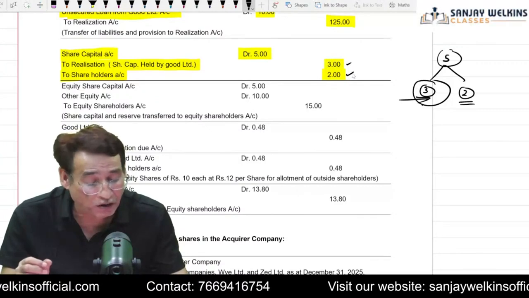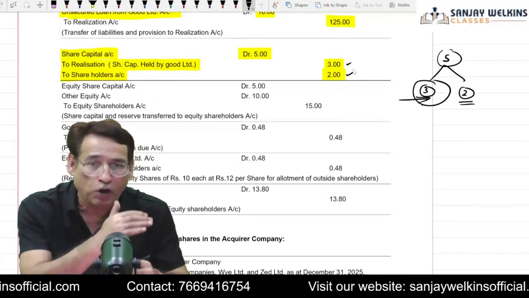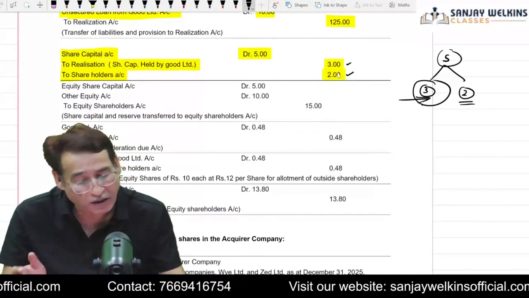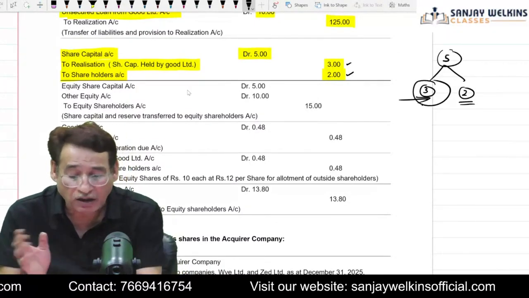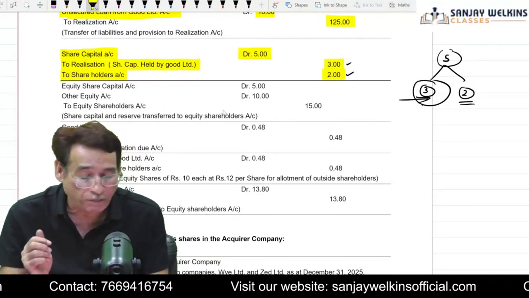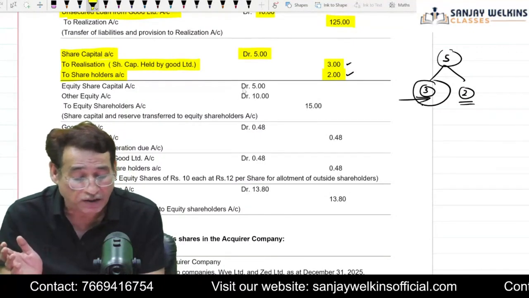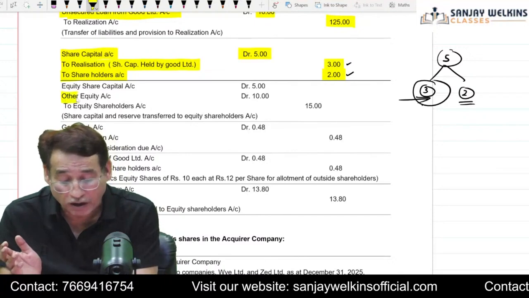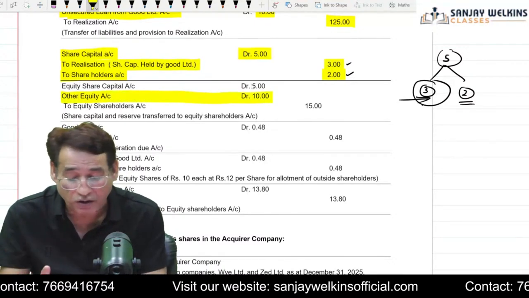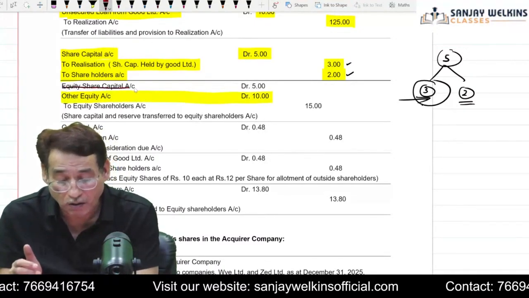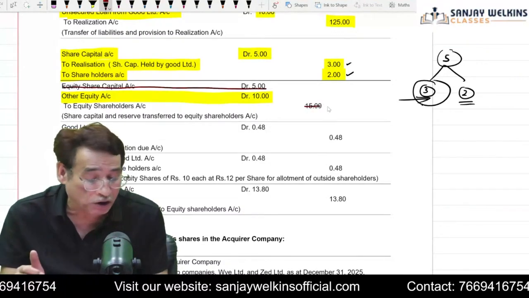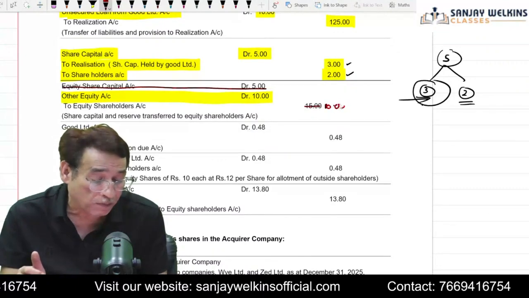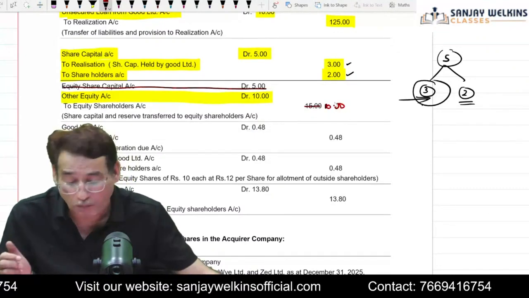And then the portion of the share capital belonging to the outsiders, only that portion needs to be posted to the credit side of the shareholders account. And then on the liability side, other equity, you simply write other equity. This entry is wrong actually, now cut it out. Other equity account debit to equity shareholders account 10-10. Is it clear to you? This is how you are going to pass the entry.